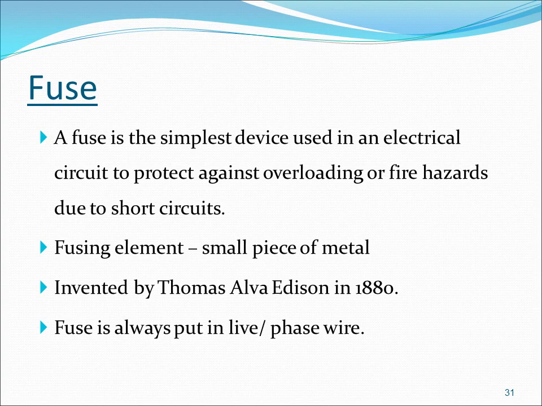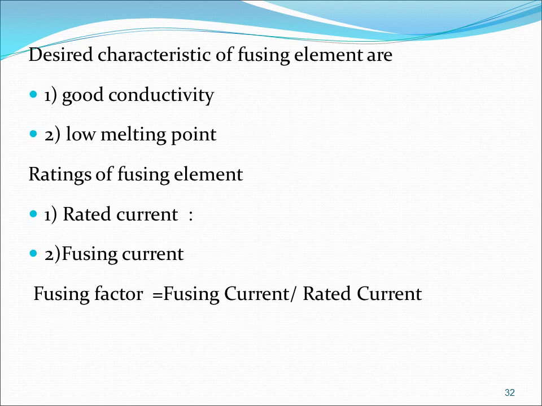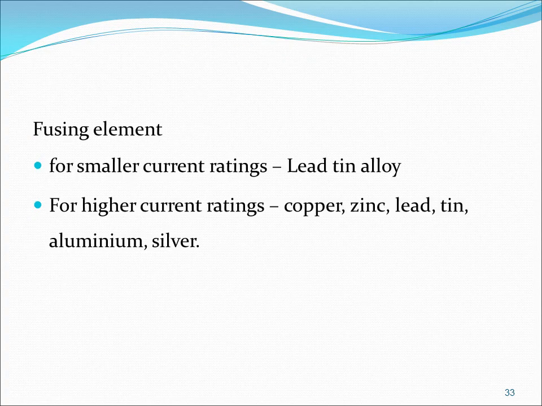Why is earthing required? Ground potential is required everywhere. The characteristics of the fuse element are good conductivity and a low melting point. The rating of the fusing element depends on the rated current and the fusing current. The fusing factor is the current required to fuse the metal used for the fuse, and the rated current is the maximum current it can hold. So it should have a low melting point and good conductivity.